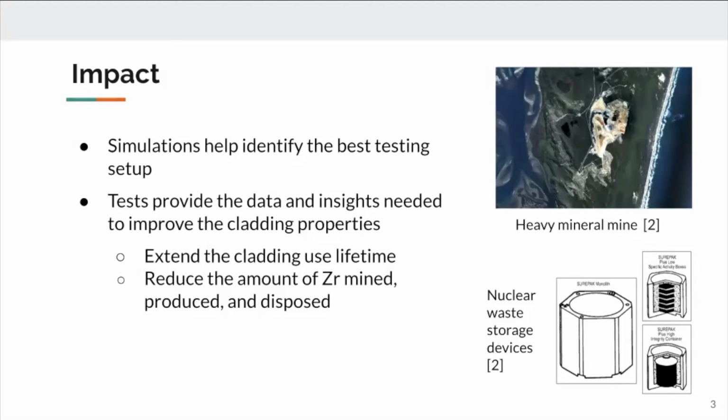Increasing the lifetime reduces the amount of cladding that is made, including the mining of heavy minerals, the land impact of which can be seen in the top right of this slide. It also reduces the amount of spent cladding that has to be specially stored since it's radioactive. The storage mechanism is shown on the bottom right and is costly and long-term.